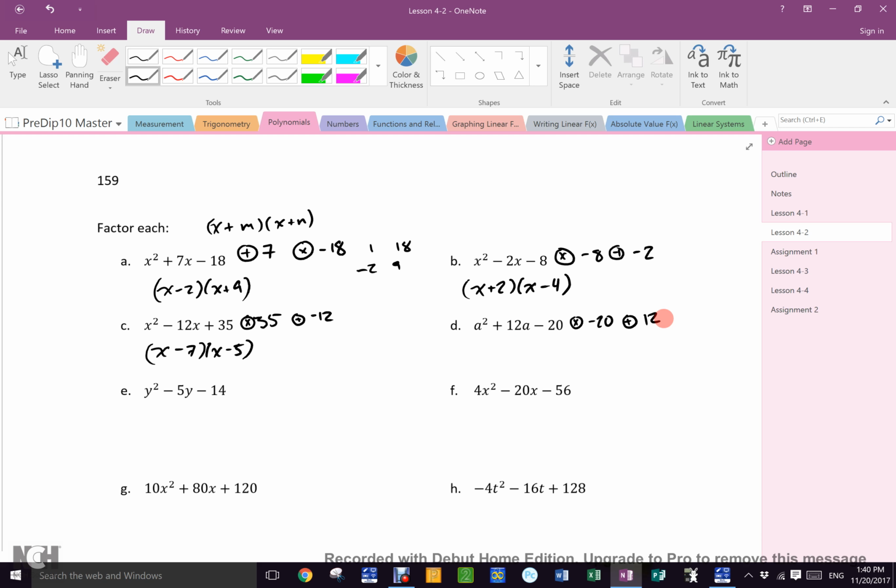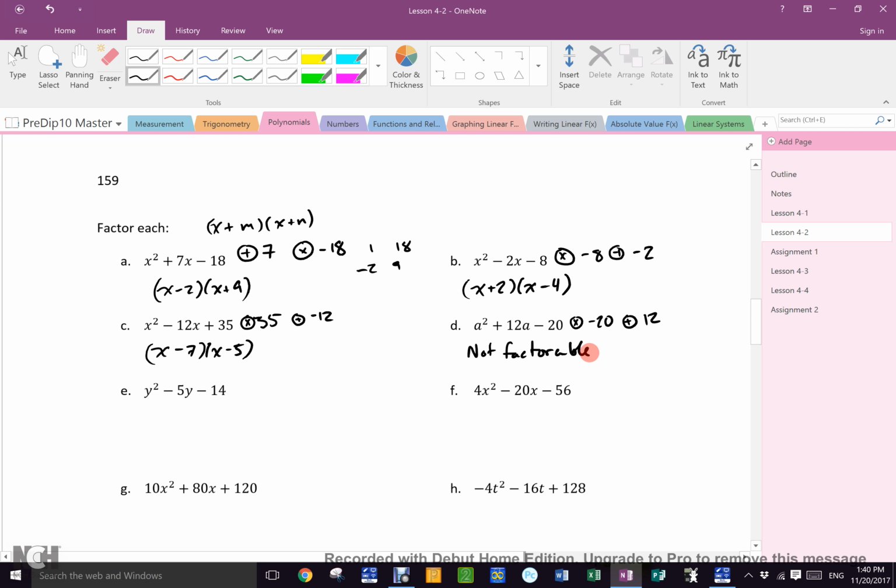Yeah, and then it would be 12. And then you wouldn't get 12. But if it was plus 12 and plus 20, then you could do it. But it's not. So it's a mistake, this is not factorable. Oh man, it's not factorable.